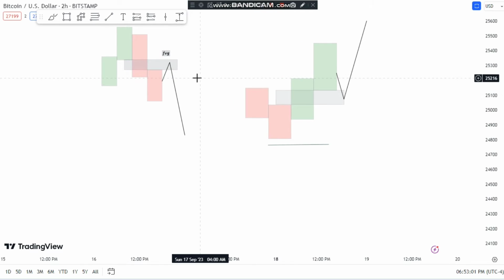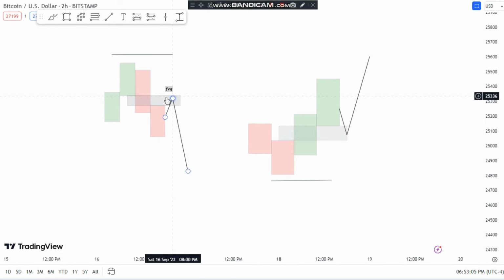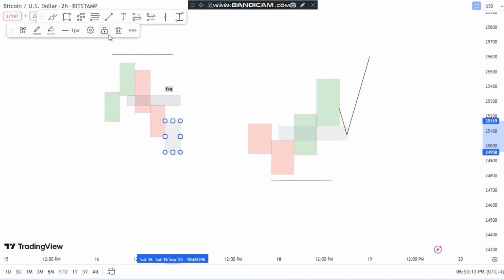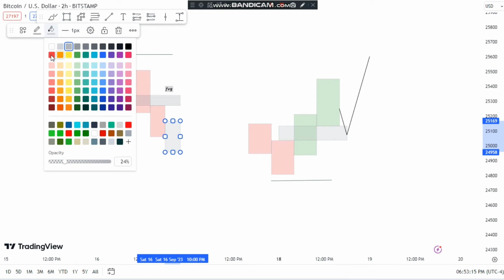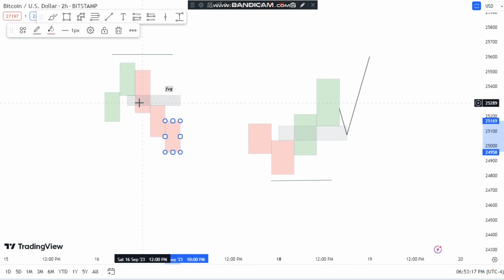There is another concept, another ICT concept, which is called a breaker block. What is a breaker block? In breaker blocks, what happens is that the price goes down like this. Okay, after this bearish order block. So ICT traders or some other traders usually have their orders here.